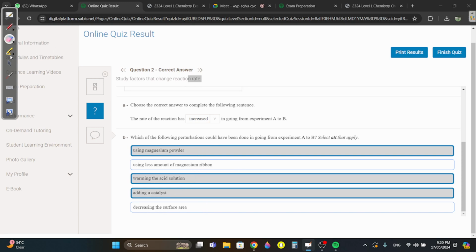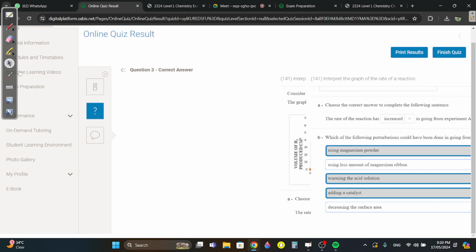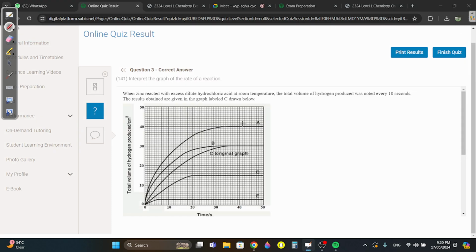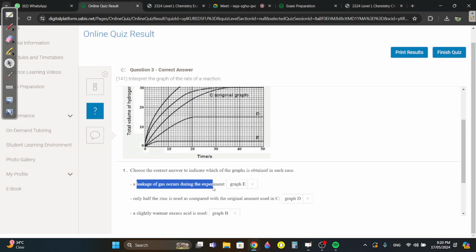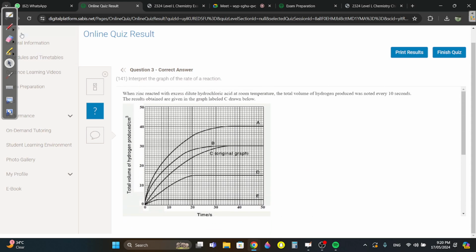Okay, question 3. You have five graphs, A, B, C, D, E. C is the original graph. They're saying, what would happen if a leakage of gas occurred? Which graph would it be? Obviously, if it leaked the gas, well, let's read it first.